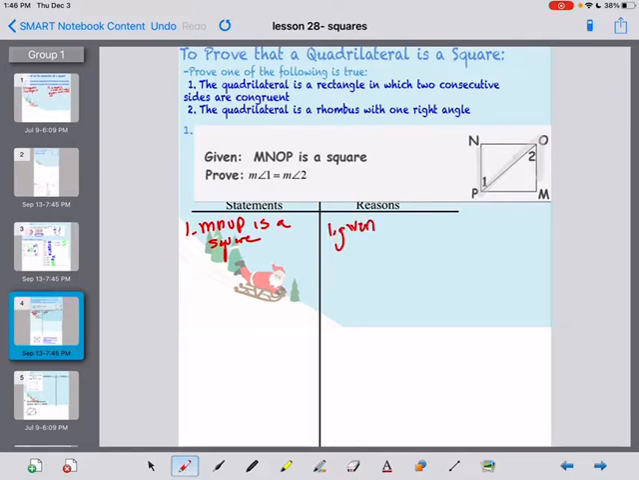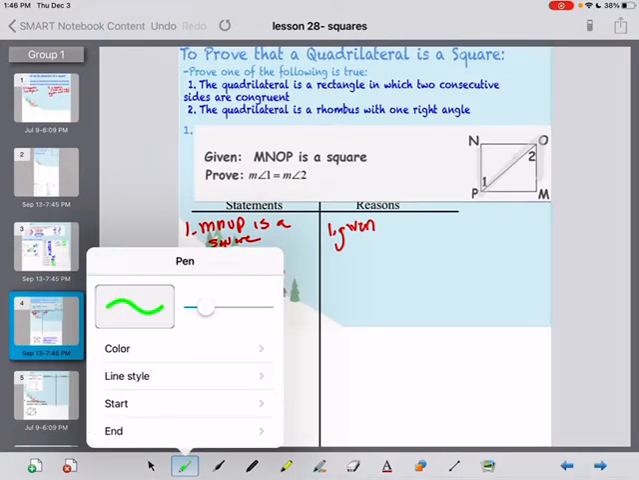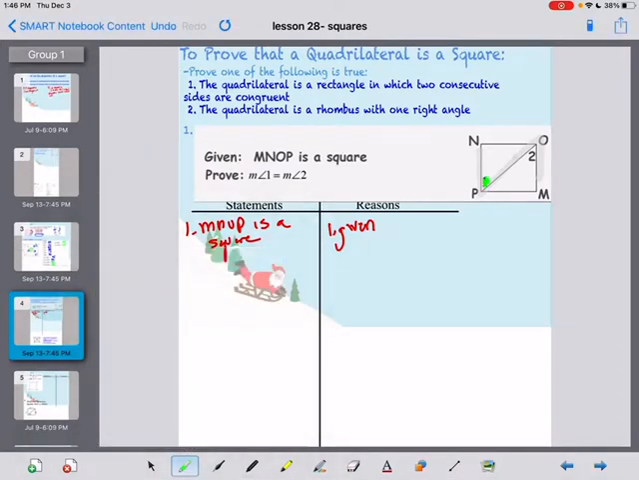And my goal for this proof is to prove that angle 1 and angle 2 are congruent. Take a minute. What is the relationship between angle 1 and 2? What might I have to use here? So hopefully you're realizing that angle 1 and 2 are alternate interior angles. If NP is parallel to OM, then those angles are going to be congruent. So basically I have to show that NP and OM are parallel.